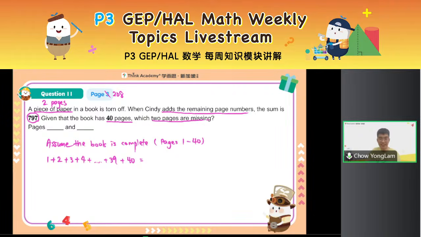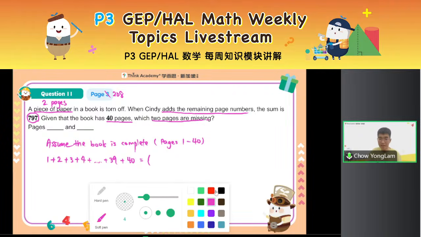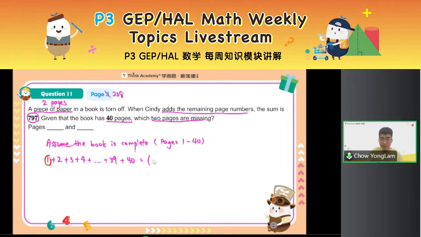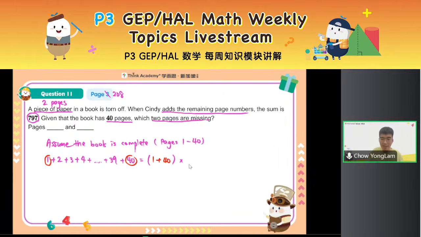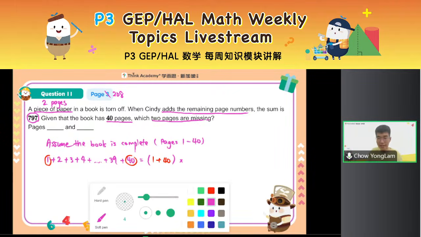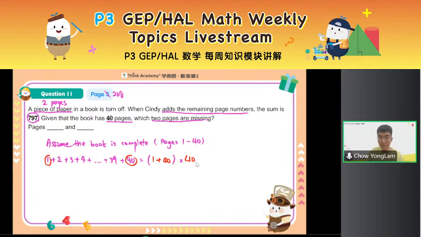You need 3 things, right? Your first term, let's review, which is 1. Your last term, which is 40, right? 1 plus 40. And don't forget your number of terms. From 1 to 40, how many numbers are there? Easy, should be 40. But then don't forget to divide by 2.